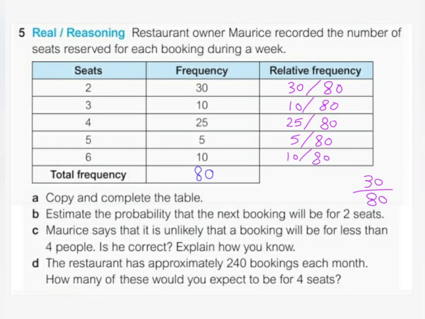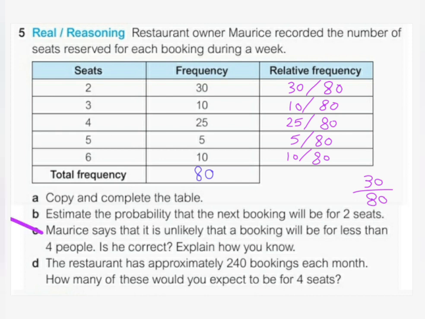Now, we estimated the probability that the next booking will be for 2 seats. It's going to be 30 over 80. You can turn this into a decimal by dividing 30 over 80 with a calculator, and you can turn it into a percentage by multiplying it by 100. And this is the probability, it's 30 over 80.